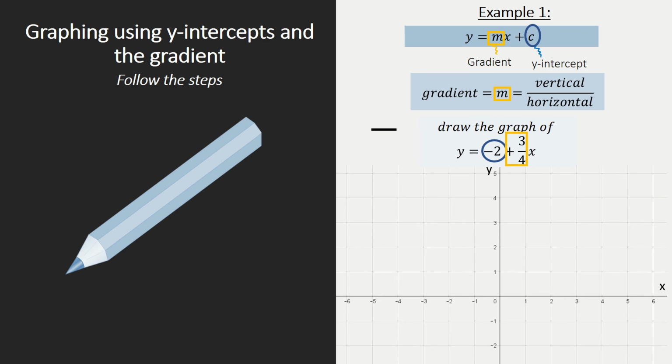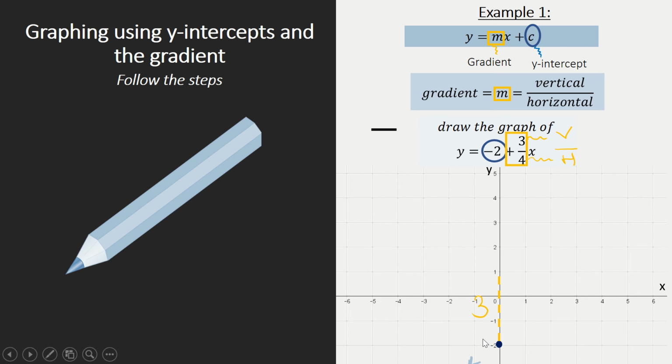Then we're going to graph our equation. First, plot the point minus 2, since this is a y-intercept, so it intersects with our y-axis at minus 2. Our gradient tells us how many steps we go vertical and how many steps we go horizontal. In this case we have a fraction as gradient, so that makes it easier for us. So we go 3 steps vertically, so up or down, and 4 steps horizontally. Since we have a plus symbol over here, that means that we go 3 steps up on our positive axis.